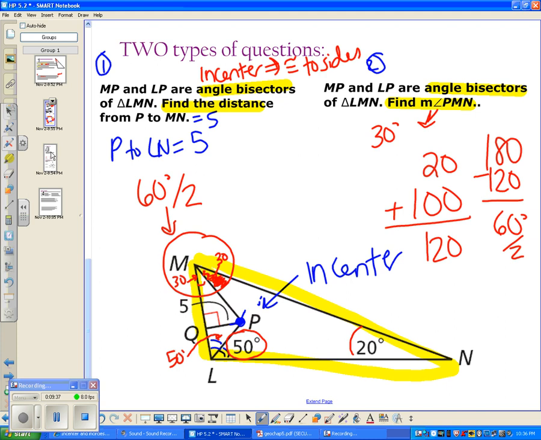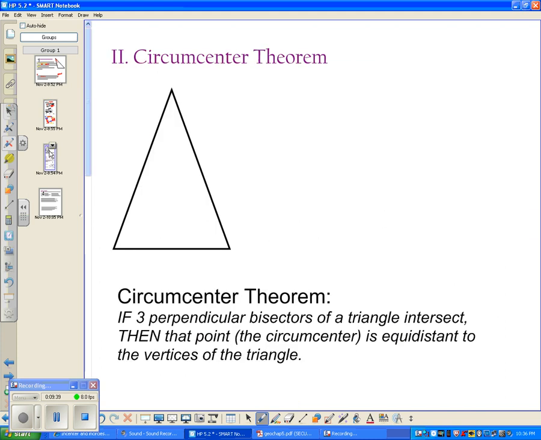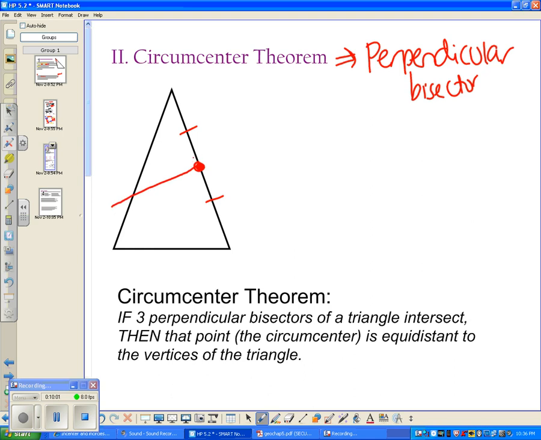I'm going to talk a little bit faster. The second thing we want to talk about is the circumcenter theorem. The circumcenter theorem is not derived from angle bisectors, but from perpendicular bisectors. So again, perpendicular means they meet at 90 degrees, and bisector means it's going to cut it into two congruent pieces. So for example, if I wanted to find the perpendicular bisector here, I'd say, okay, this is the midpoint, and it meets at a 90-degree angle.